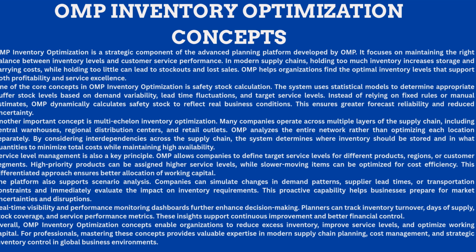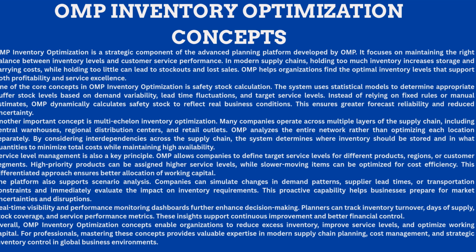OMP Inventory Optimization is a strategic component of the advanced planning platform developed by OMP. It focuses on maintaining the right balance between inventory levels and customer service performance. In modern supply chains, holding too much inventory increases storage and carrying costs, while holding too little can lead to stockouts and lost sales. OMP helps organizations find the optimal inventory levels that support both profitability and service excellence.